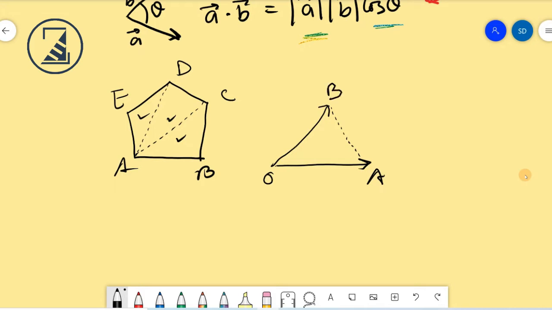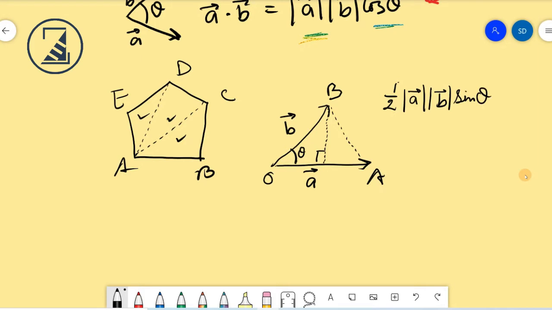OAB is my triangle. OA is my A vector and OB is my B vector here. And the angle between A and B vector is theta. To find the area of the triangle, let's first draw a perpendicular from B to OA. This is 90 degrees. Now, from the formula of area of triangle, we can write down that the area is half into base into the height, which is B sine theta.